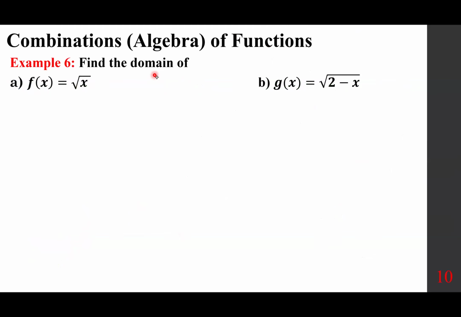Find the domain of the function. When we want to find the domain of any square root function when the index is even, you set what's underneath larger than or equal to 0. So x larger than or equal to 0, or 0 to infinity.